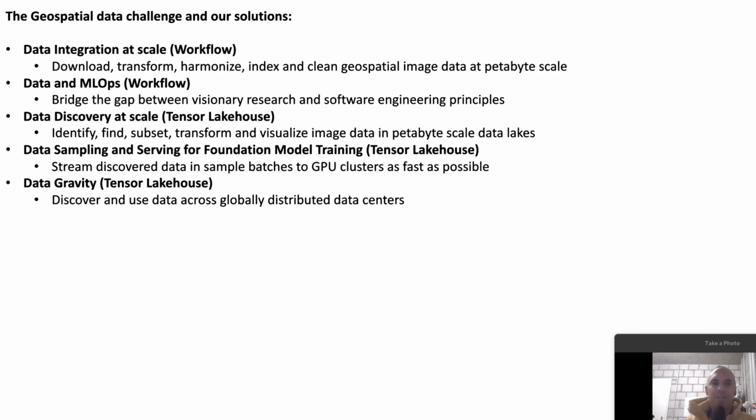That means actually that we need to stream sample batches to GPU clusters as fast as possible, with the caveat that we just need to identify the correct tensors, and that is something really special, I think, in our implementation. And finally, we have data gravity. That's a problem, no? Because as I already mentioned, we have federated data lake houses, so we cannot transfer those petabytes of data between data centers. So we need to actually push computation to the source data.